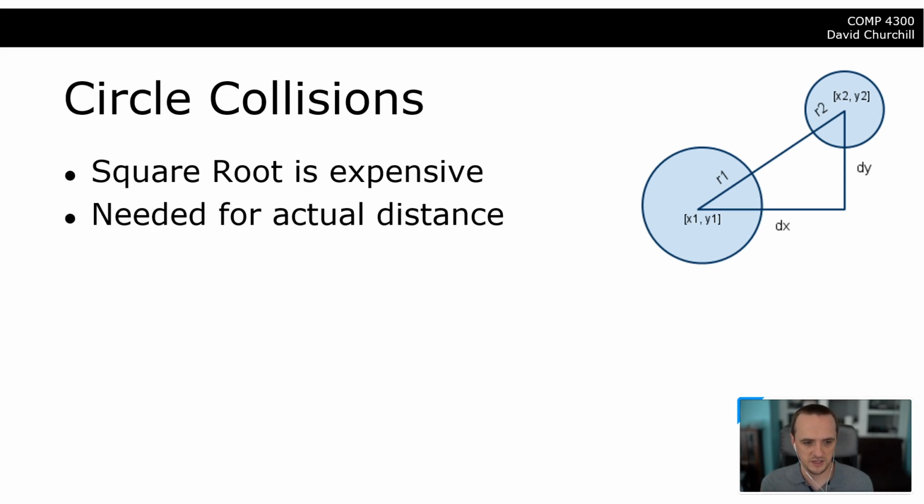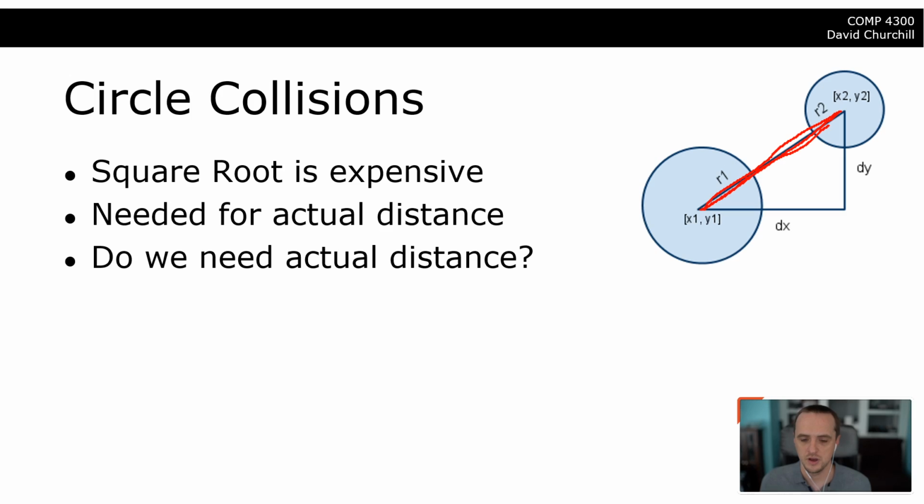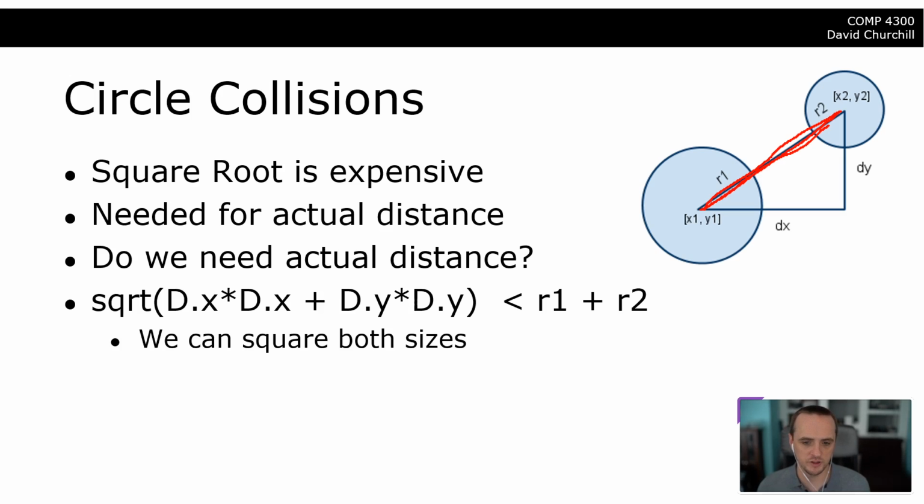Square root is needed when we want to get the actual length of this vector, right? So to get length, we need square root. There's no way around that to get exact length. But do we need the actual distance? Do we need the exact distance? Well, let's look at the formula. What we're checking is if the square root of dx times dx plus dy times dy is less than r1 plus r2. How about we square both sides?